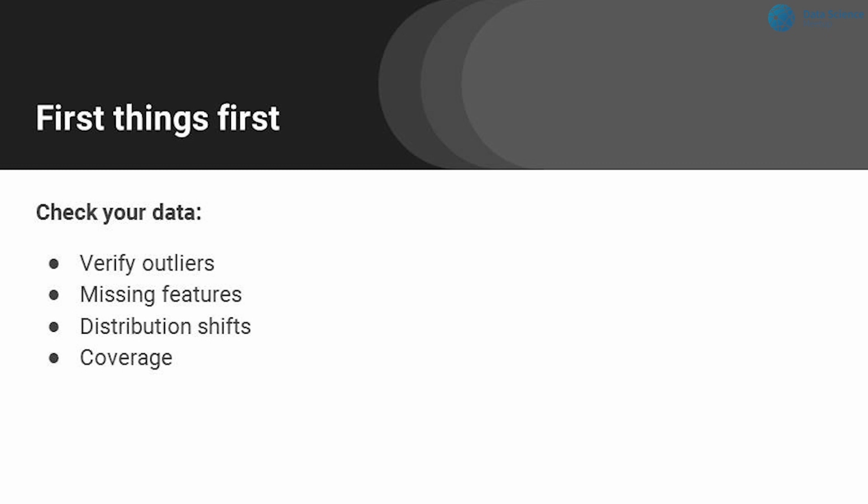Where should you go to check these problems first? The first place to go is your data. You must check your data. Verify if there are some outliers. Check for missing features that can arise from problems in the sensors. And check for distribution shifts and coverage.